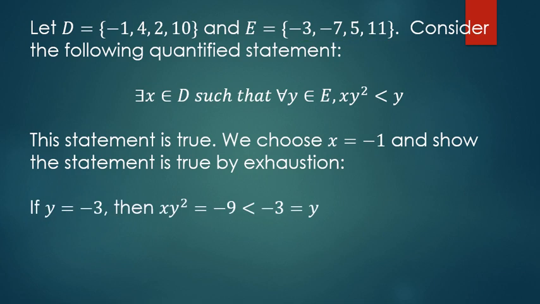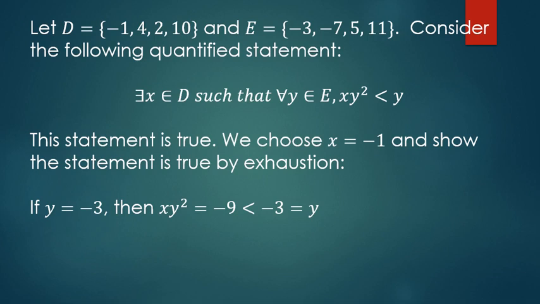So if y is equal to -3, well, x is equal to -1, y is equal to -3, y squared is +9, multiplied by the -1 gives me -9. -9 is less than -3, and that was my y value. So we've shown that the predicate is true for when x is equal to -1 and y is equal to -3.